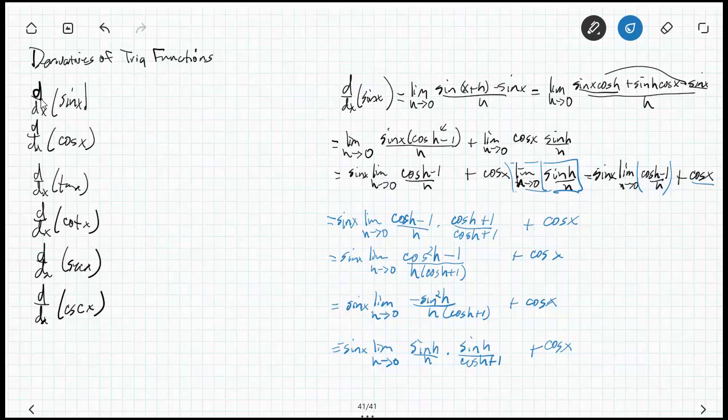Now what happens here? Well, the limit of a product is the product of the limits. I know the limit as h goes to 0 of sine h over h. This is going to give me a 1. I know that the limit as h goes to 0 of sine h is 0, and the limit as h goes to 0 of cosine h is 1. So this becomes 0 over 2, which is 0. Everything cancels, and guess what I get? I get cosine of x. The derivative of the sine of x is cosine of x.